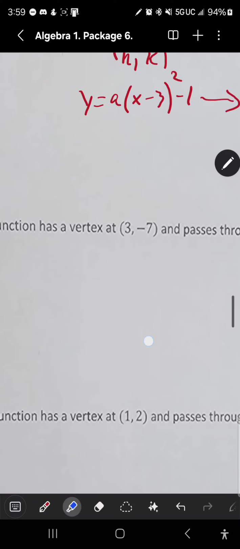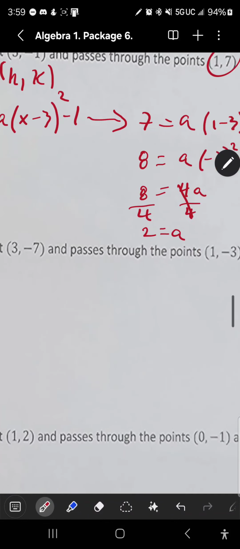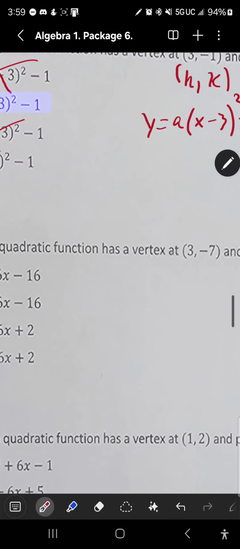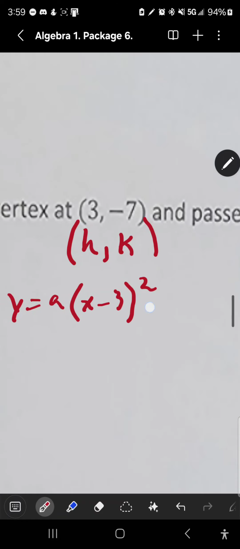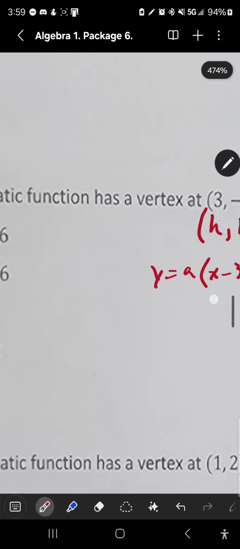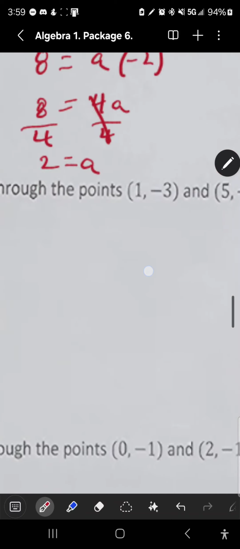Now here, we again have the vertex. Okay, this is interesting. First we have the vertex, so let's identify the vertex formula. We have h comma k. So this will be y equals a(x minus h) squared plus k, so y equals a(x minus 3) squared plus negative 7. Now, they're asking for the equation in this form, so we need to solve for a.